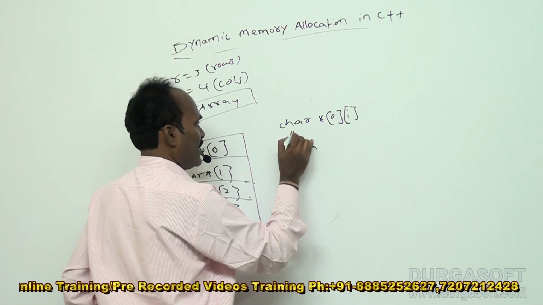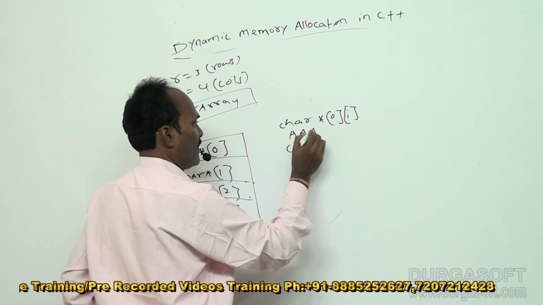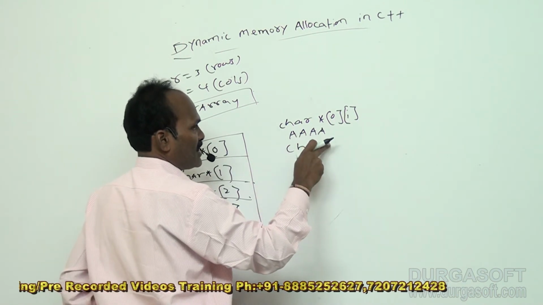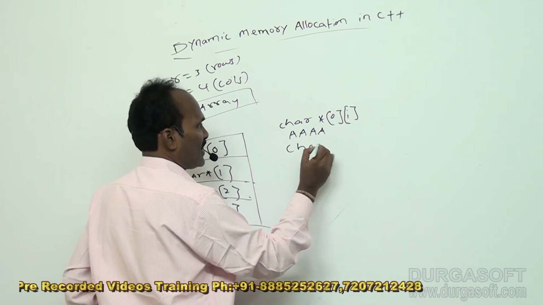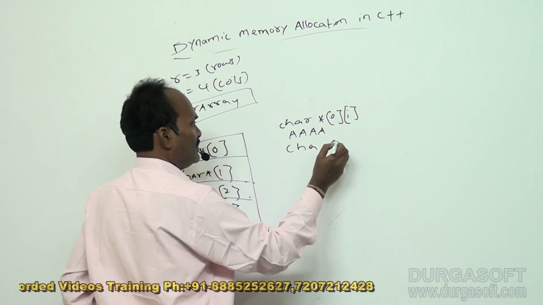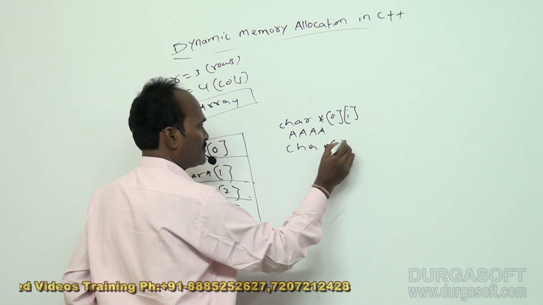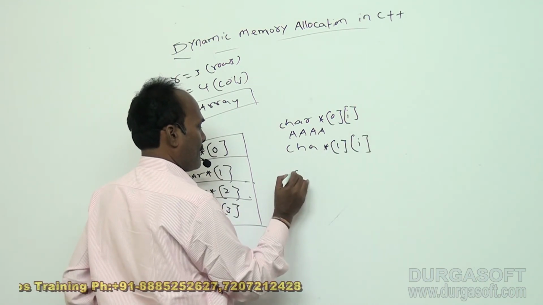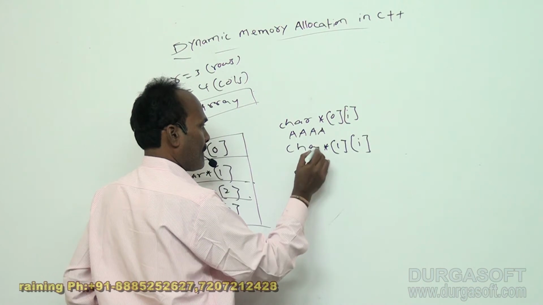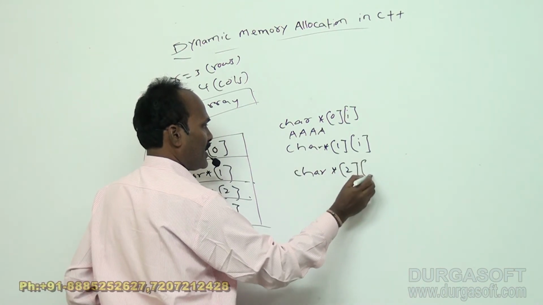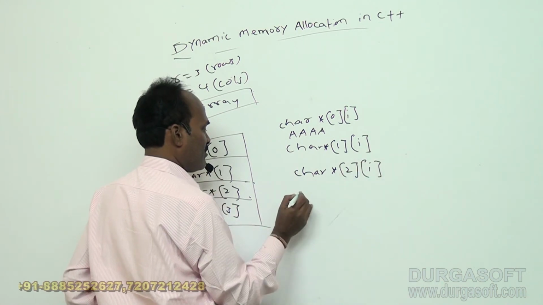Now each one is pointing to which one? A. Because 0 plus 65 I have given. 0 plus 65 means capital A will be represented. Character star of 1 comma I, character star of 2 of I. The column position is changed. The row position will be as it is.